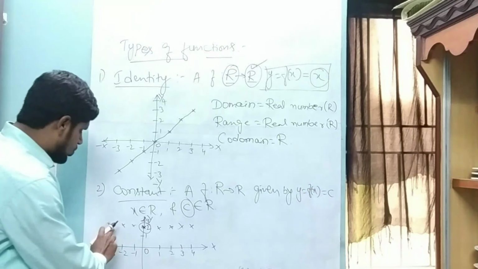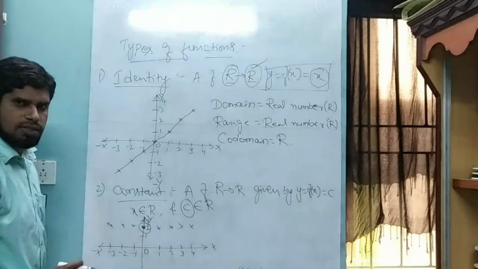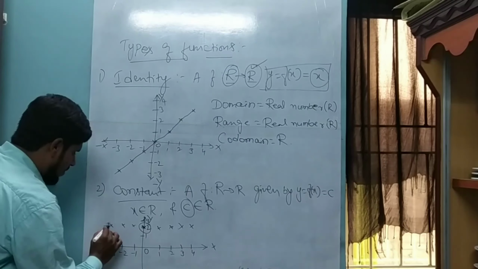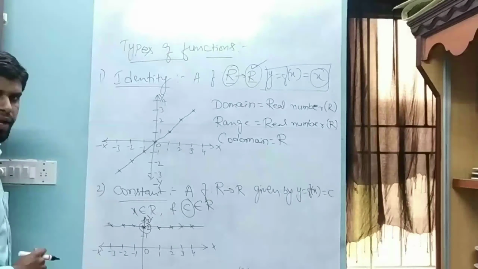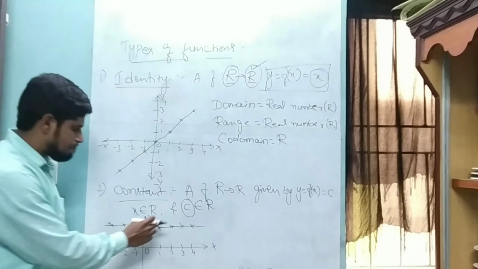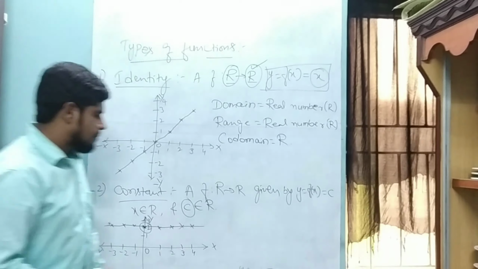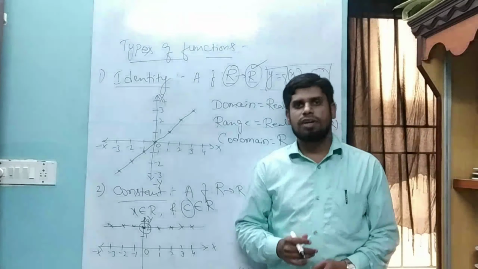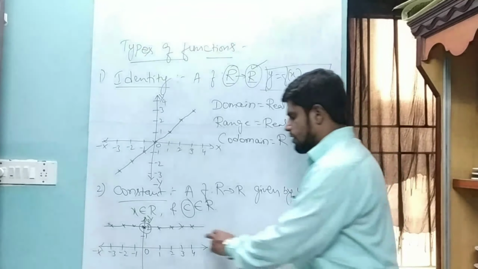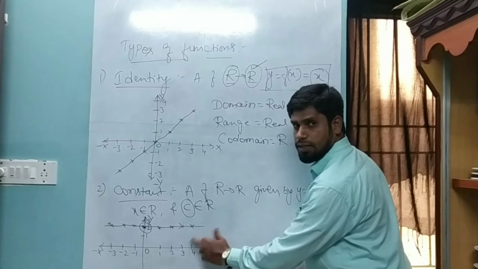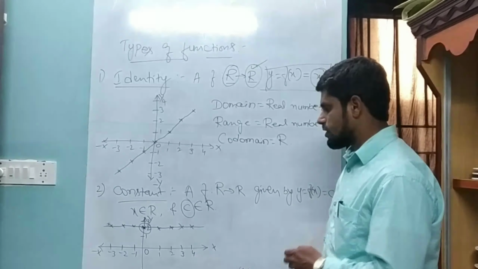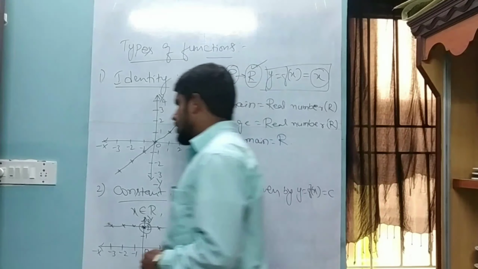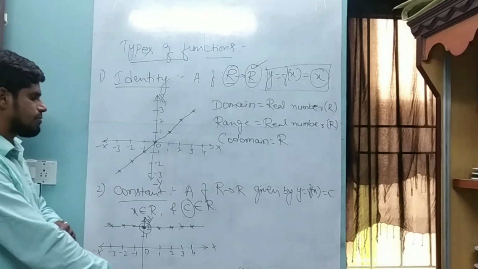It means if I start joining these points, then I will get a line. See, I am getting a line which is parallel to the x-axis. So whenever we get a constant function, the line is always parallel to the x-axis. Then let us see what the domain is here.